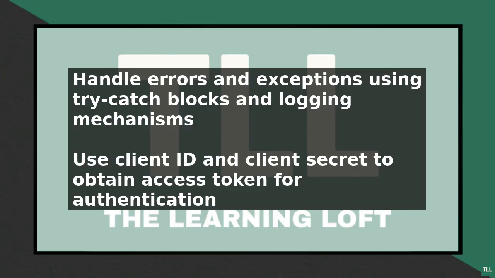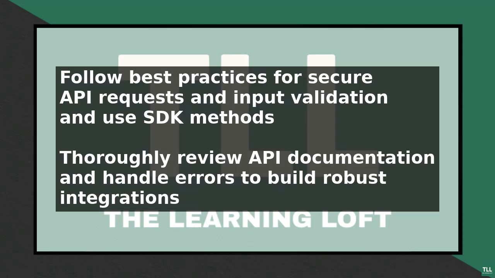Best practices for decoding the Bill.com API SDK include using secure protocols for API requests, such as HTTPS, and validating user input to prevent security vulnerabilities. Additionally, use the SDK's built-in methods for handling pagination and filtering to optimize API requests.